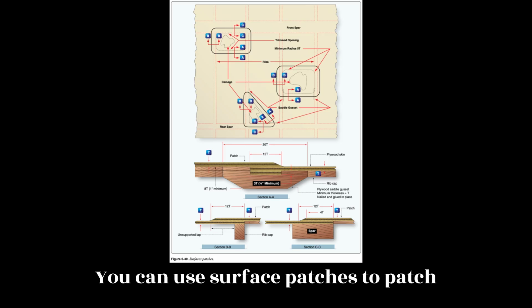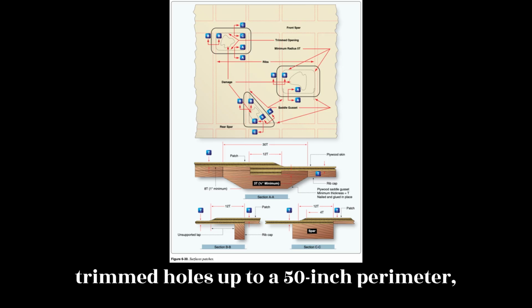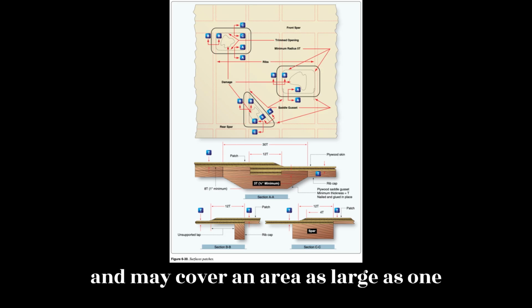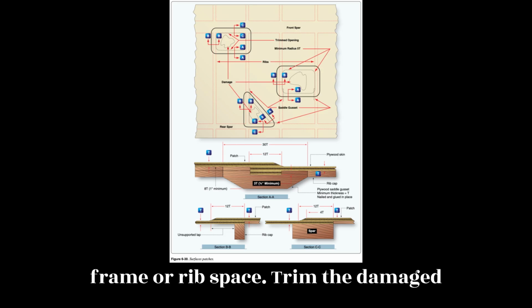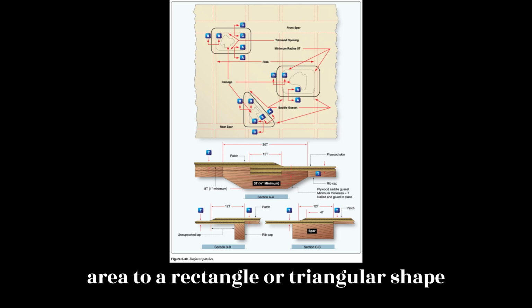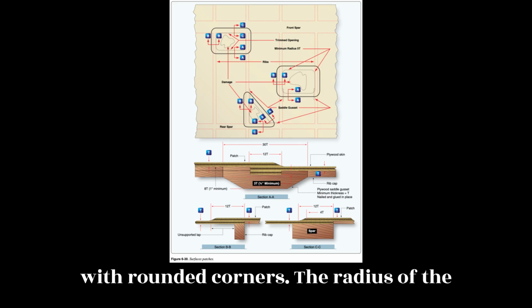You can use surface patches to patch trimmed holes up to a 50-inch perimeter, and may cover an area as large as 1 frame or rib space. Trim the damaged area to a rectangle or triangular shape with rounded corners.